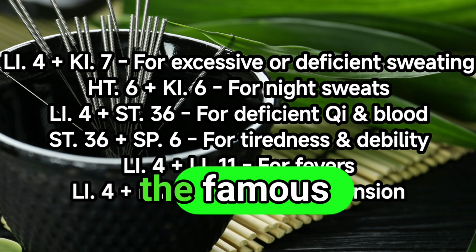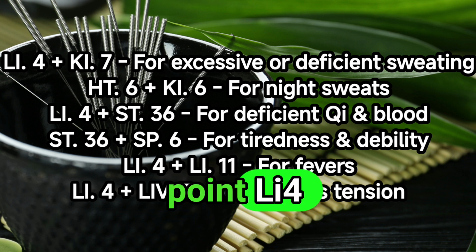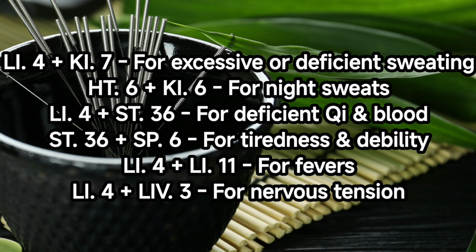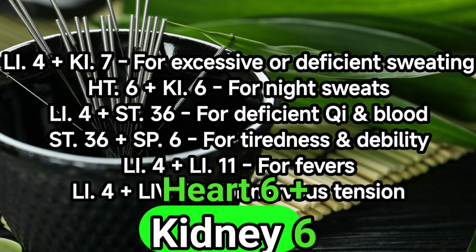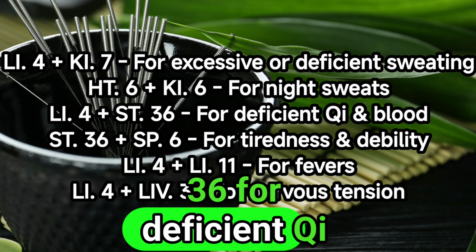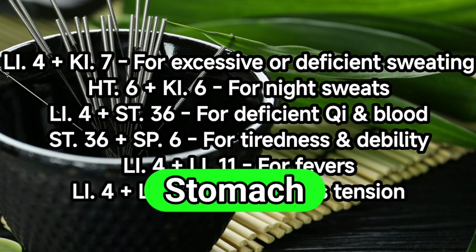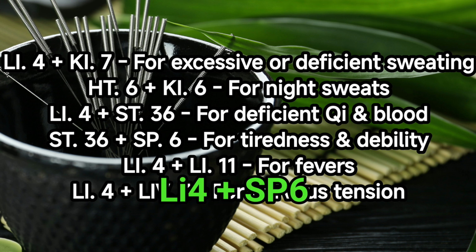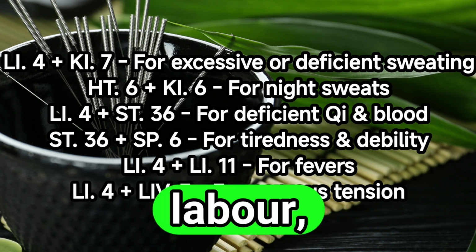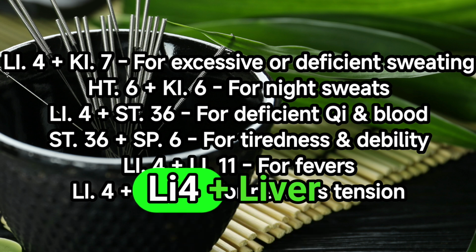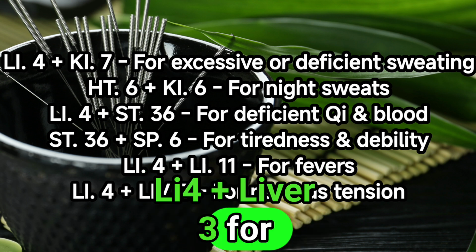For example, the famous pairs of points: LI4 plus kidney 7 for excess or deficient sweating, heart 6 plus kidney 6 for night sweats, LI4 plus stomach 36 for deficient Qi and blood, stomach 36 plus SP6 for tiredness and debility, LI4 plus SP6 for uterine pain or difficult labor, LI4 plus LI11 for fevers, LI4 plus liver 3 for nervous tension.